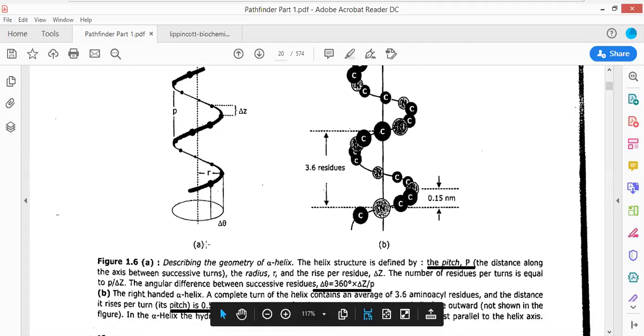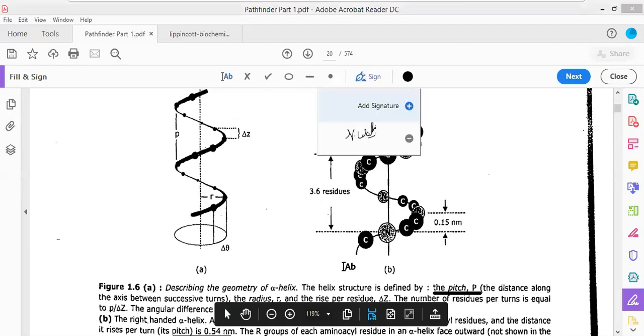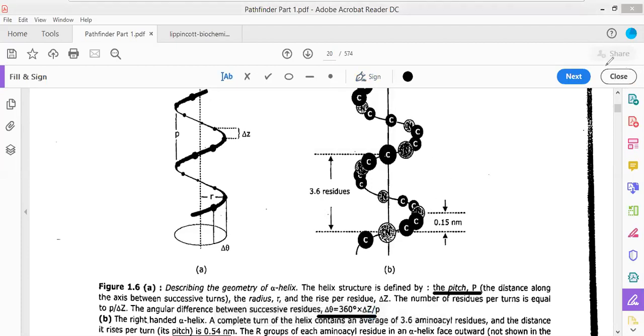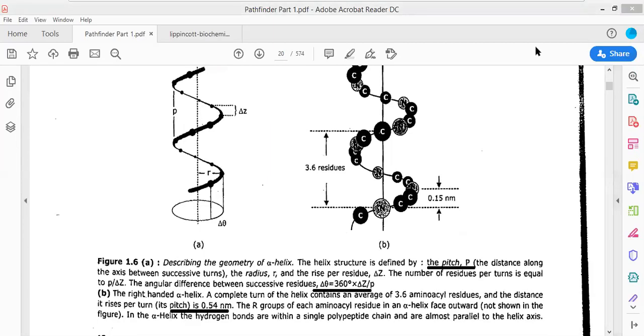Now see this. Let the radius of the alpha helix be r and the rise per residue be delta z. What is rise per residue? I'm just pointing this out. Rise per residue means how much rise has been made on each residue, on each amino acid residue.